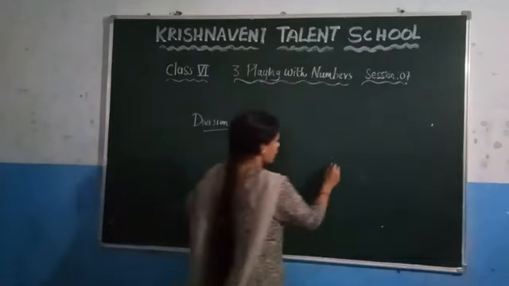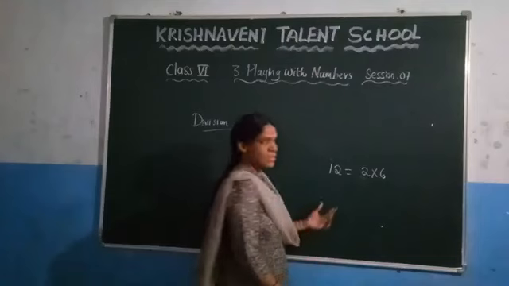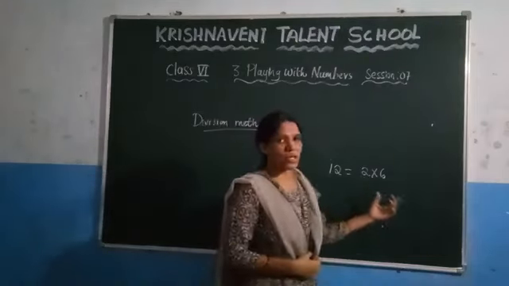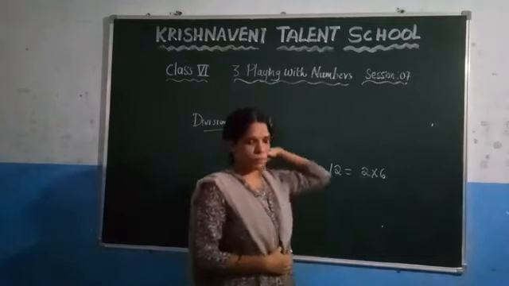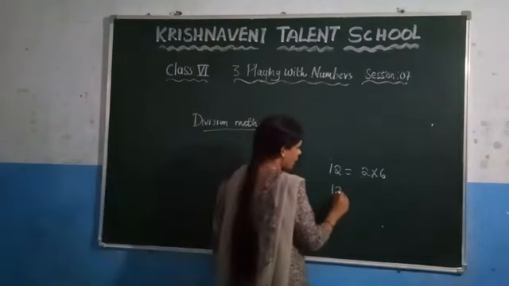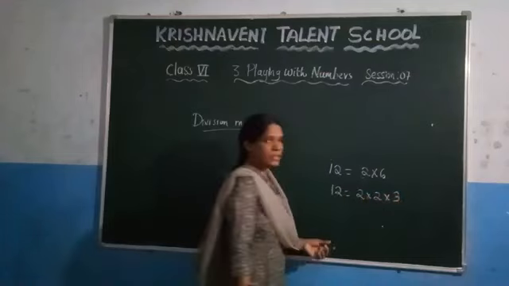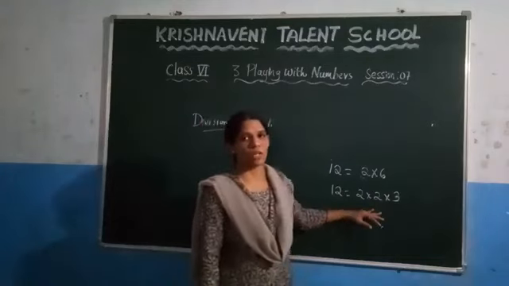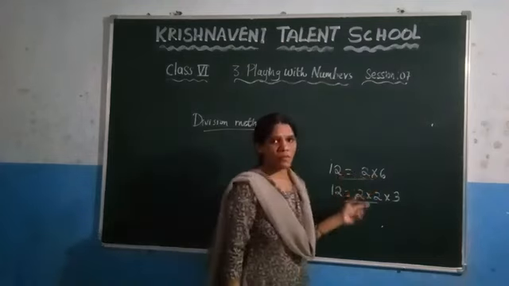Suppose let us consider 12. You can write 12 as 2 into 6. This is nothing but factorization because we have written the given number as a product of factors. But here both the numbers are not prime numbers. Now you can write this 12 as 2 into 2 into 3. Now you can observe that we have written the given number as a product of prime factors. This process we call prime factorization and the other one we call factorization.